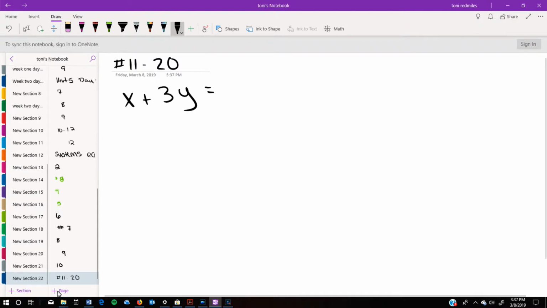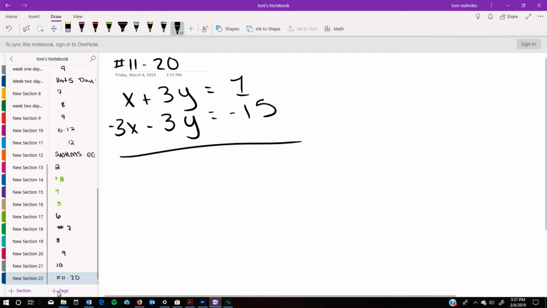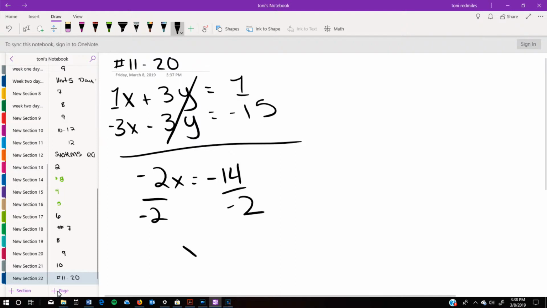All right, so this one I'm going to solve using elimination, because that is probably the easiest method for these, because as you can see, my y's already cancel out. So this is an easy one. It's going to give me a negative 2x equals, if I add those two, negative 14. Divide both sides by the negative 2, and because I have two negatives, I get a positive 7. Now let's substitute that back into one of the equations. Really, neither equation is easier than the other, so I'm just going to choose the first one.